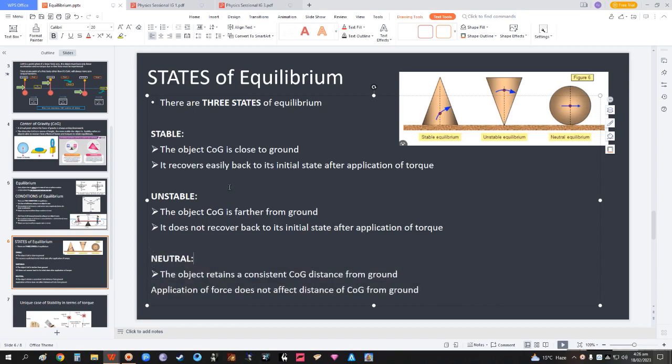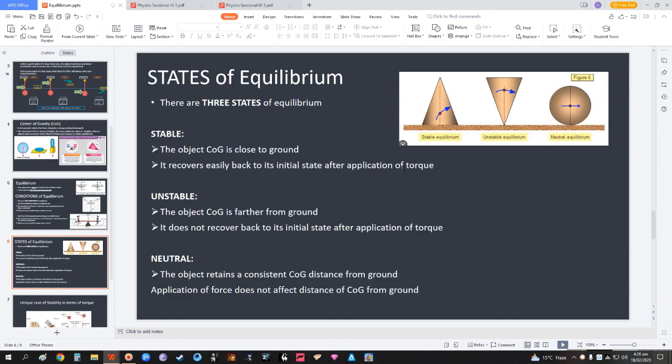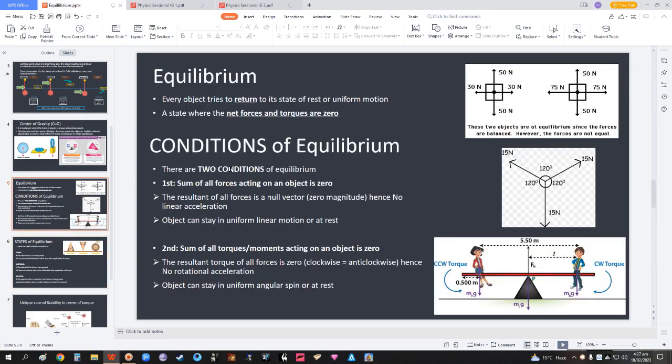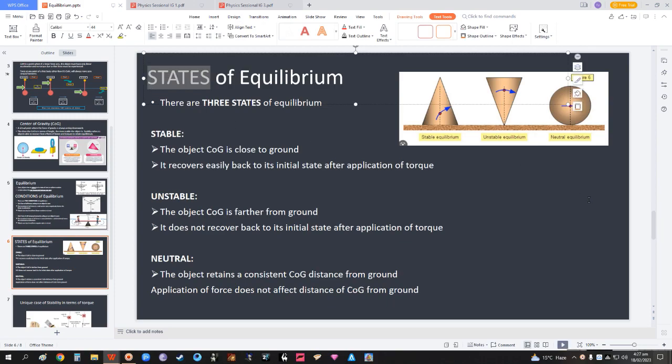Now, these are the three states of equilibrium. Do not confuse them with the conditions. Conditions are when the net sum is going to be zero for forces and torques, while in states of equilibrium, we discuss it when we're trying to create a disturbance in the system. That's when we're going to discuss the states. So in terms of forces and torques, we discuss conditions, and in terms of inducing a change to this condition of equilibrium, we're going to discuss the states of equilibrium to express our answers.